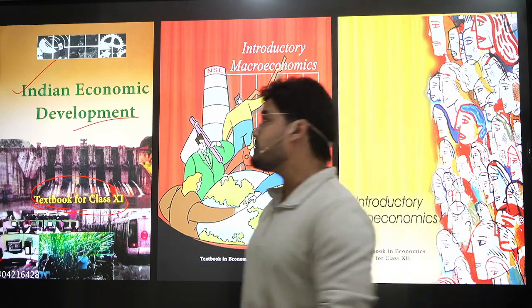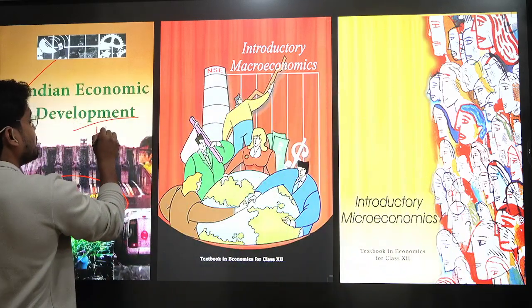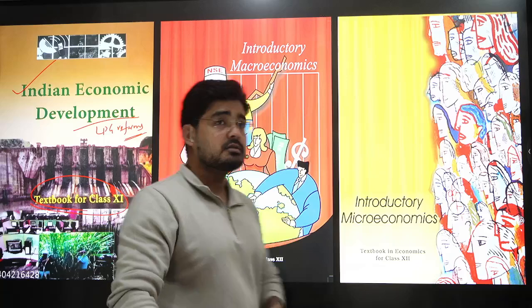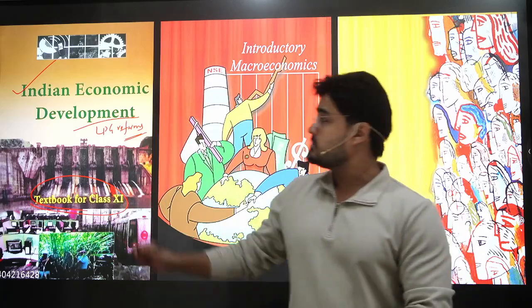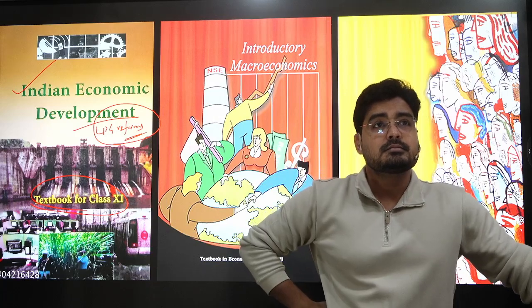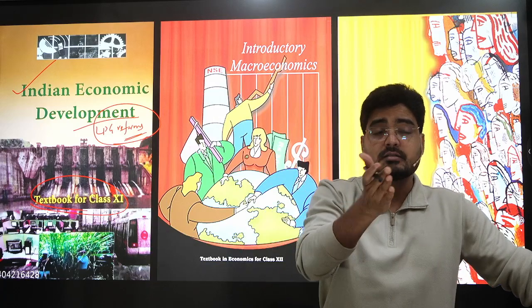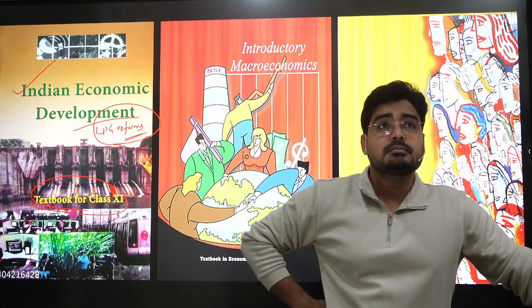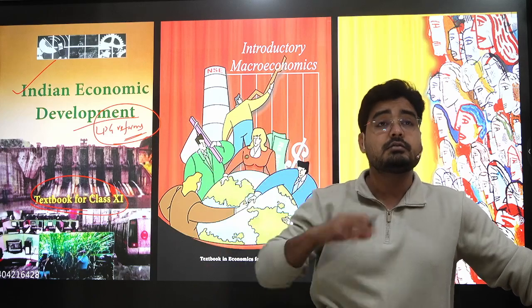And also it talks about LPG reforms, very important. It talks about LPG reforms. This is considered the watershed moment in the economic history of India. Indian economic history is compared in pre-LPG and post-LPG eras. That was the significance of these reforms.